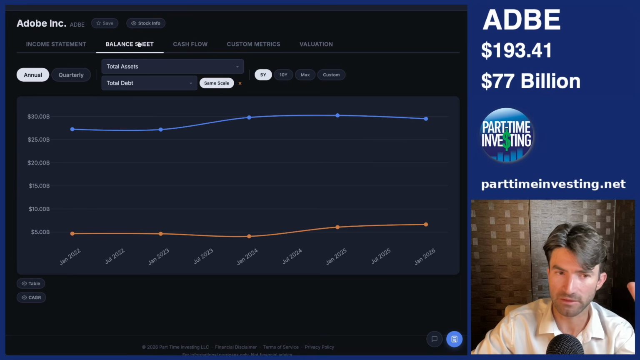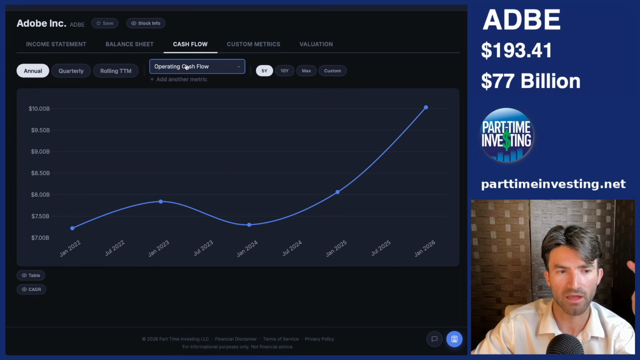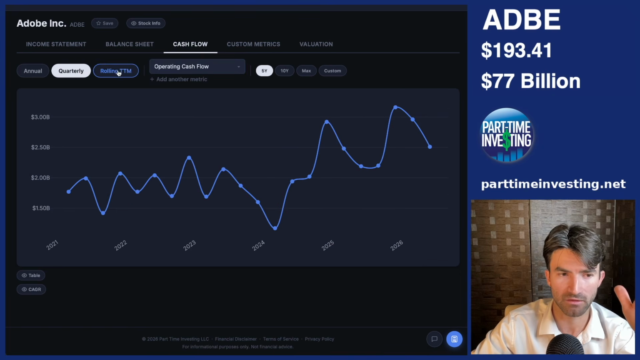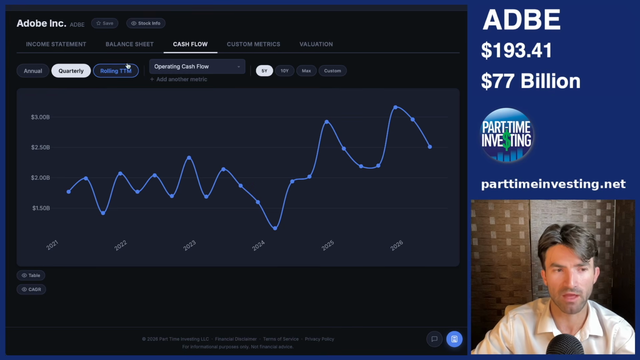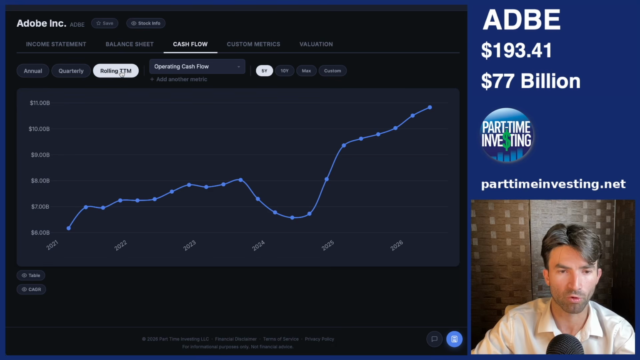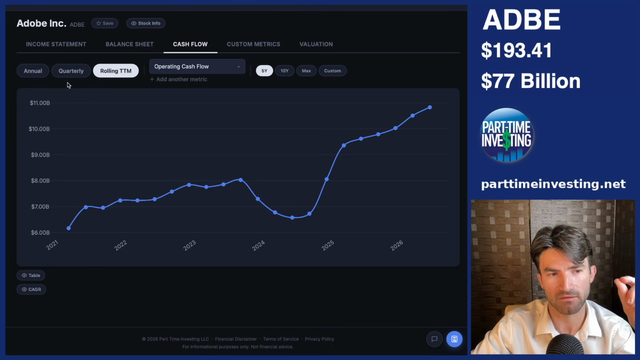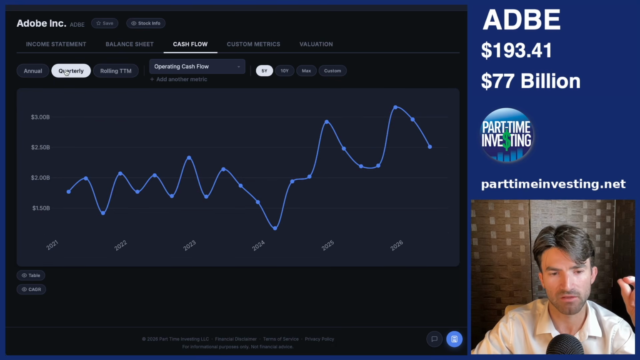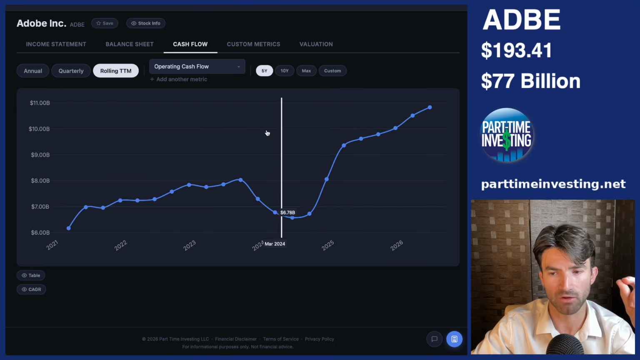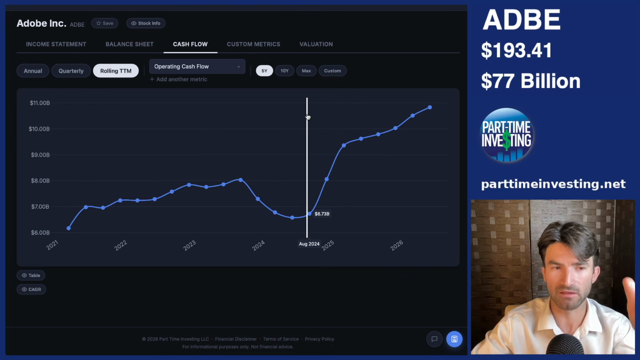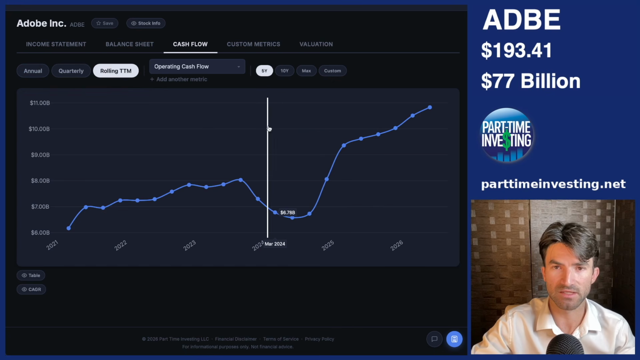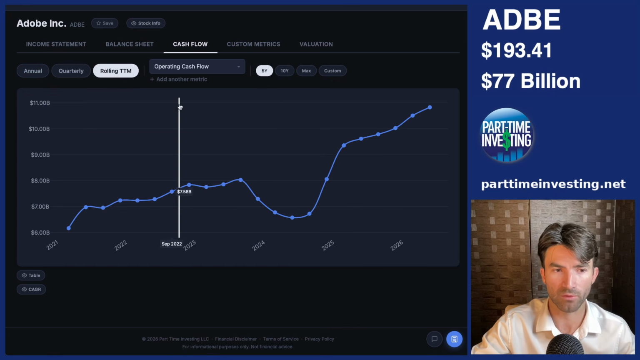But my favorite thing to look at in all stocks, of course, is cash flow, right? Look at this operating cash flow. And I love looking at quarterly. And my favorite thing that I don't see anybody else do, but we have it on this website, is the rolling trailing 12 months. It's a way to get as many data points as you get with quarterly, but you smooth out that curve so you don't get the ups and downs. Basically, it just continuously sums the last 4 quarters, right?